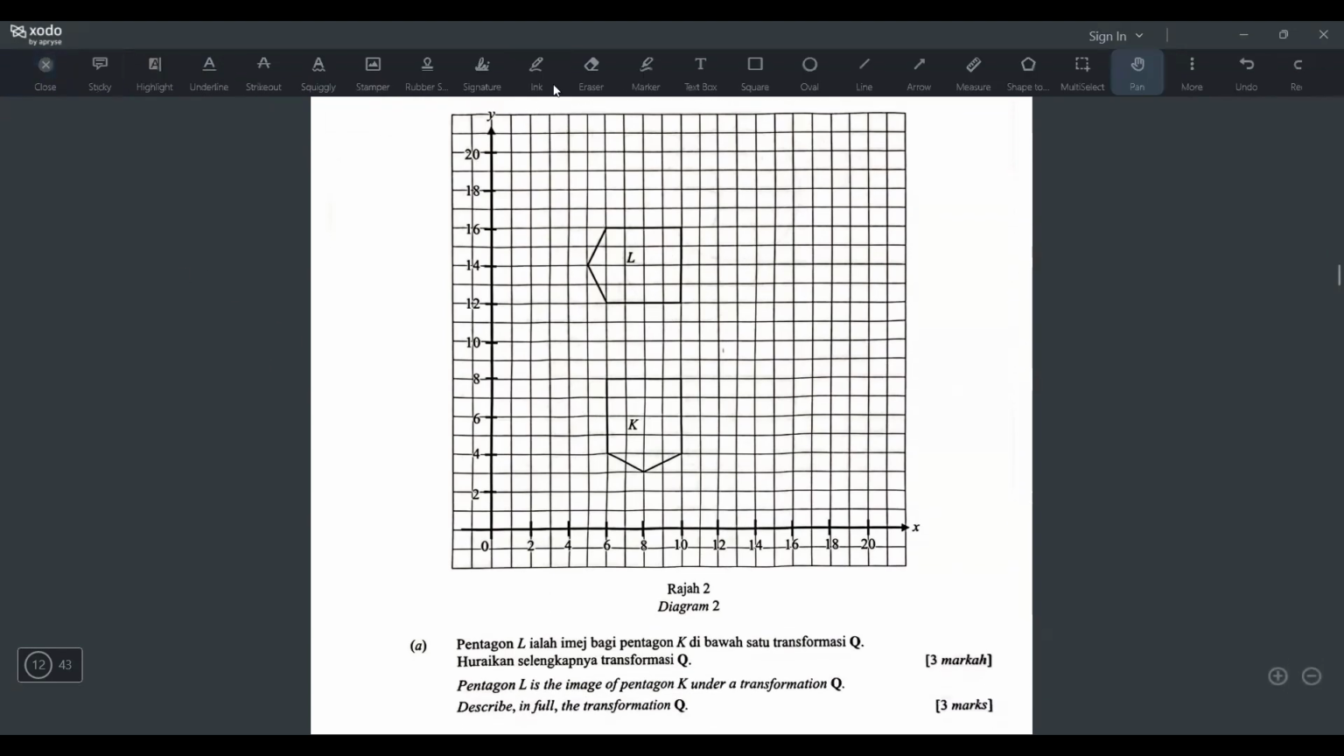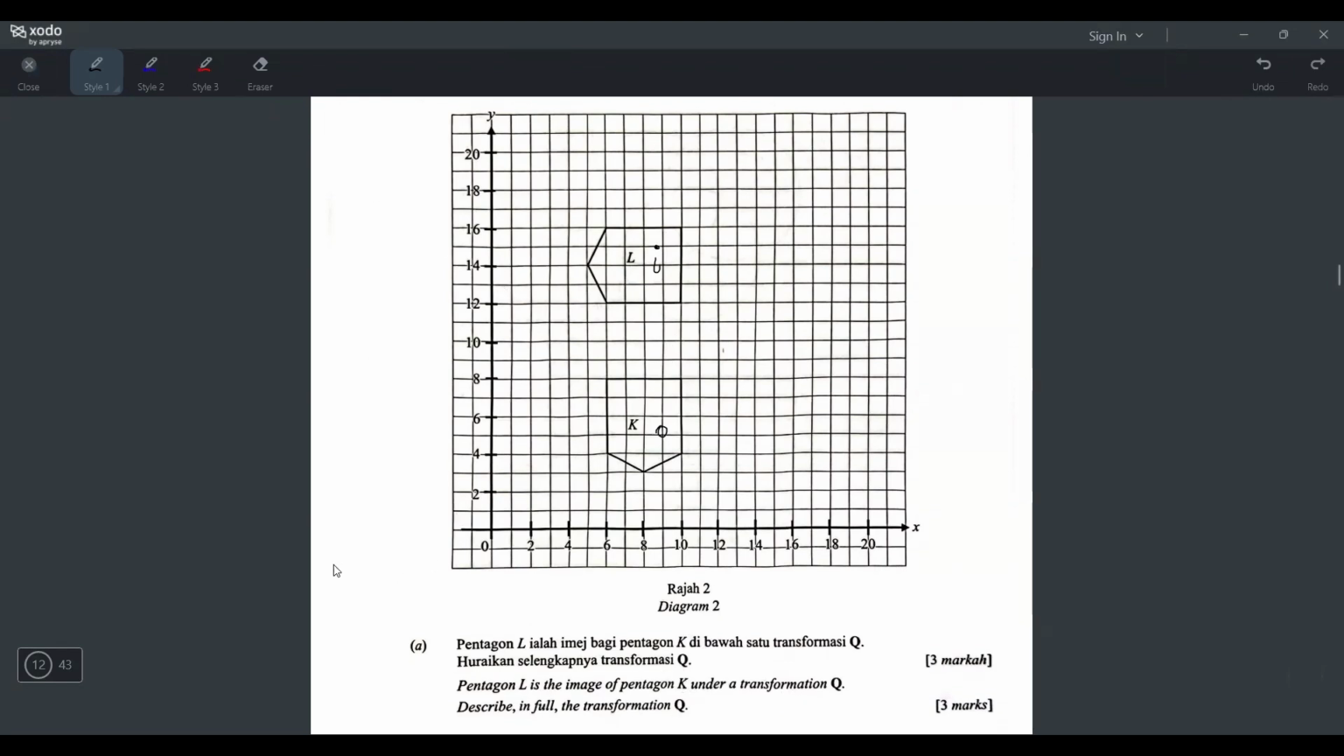Okay, let's read. Soalan A, it says here, pentagon L is the image of K. Straight away label L is image, K is object, right? You should always label like this when we are doing transformation. And then they say under transformation Q, describe in full the transformation Q.